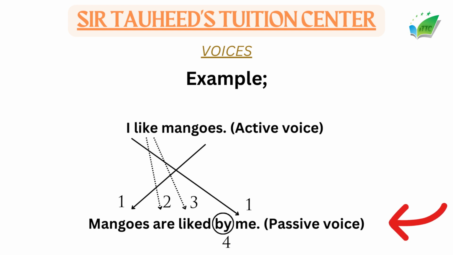Moving forward, the third rule is main verb must be changed into past participle form or third form of verb. So like will become liked. And the last rule is we have to add by at the end before the subject, the performer. So the whole sentence has become like this: mangoes are liked by me. This is called a passive voice sentence.